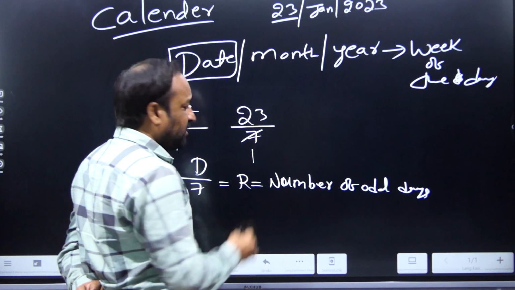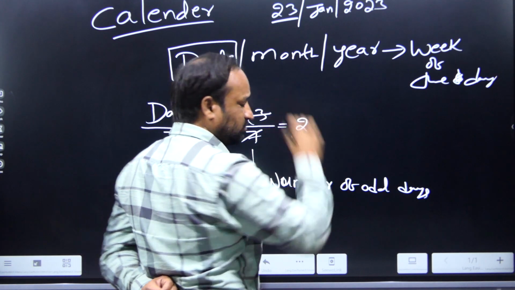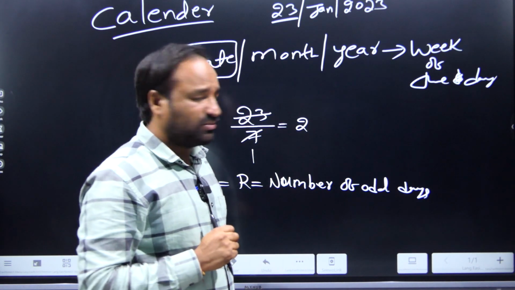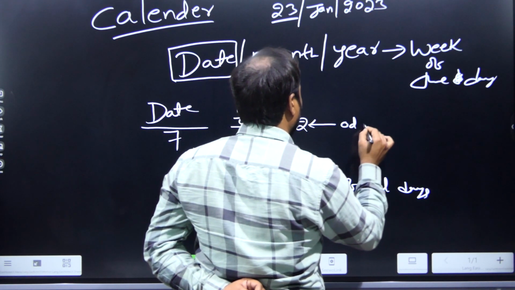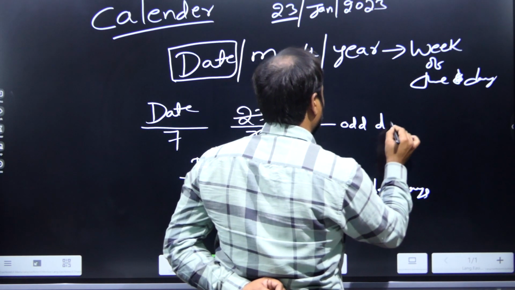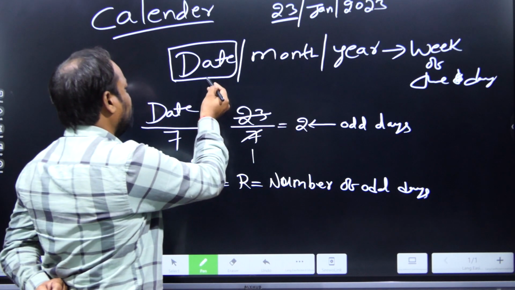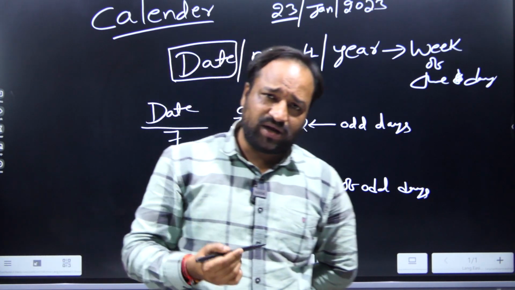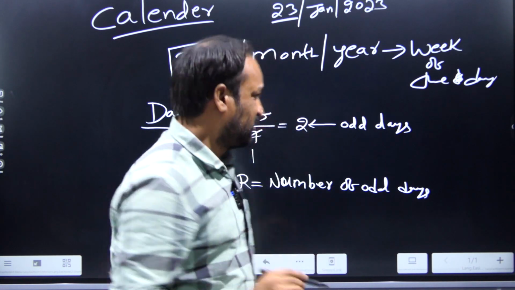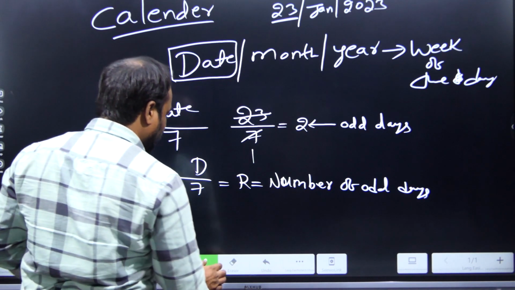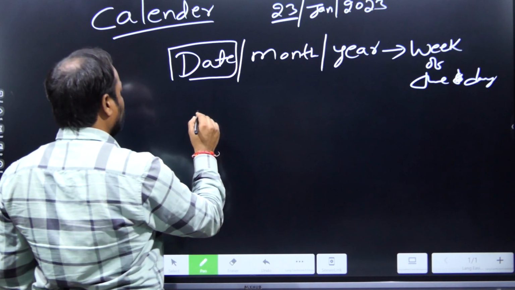Example, 7 ones are 7 and 7 threes are 21. Then what is the remainder? 2. Only 2 is left over. The 2 is called the remainder, or it is also called odd days. So the given date should be divided by 7 and we have to consider only the remainder.